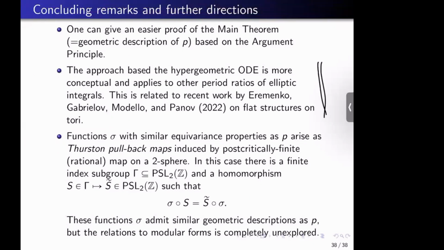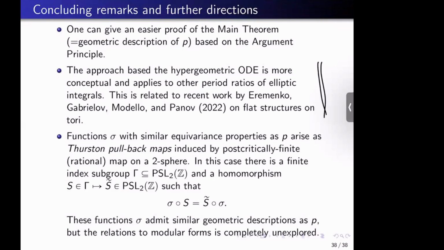I should mention that my talk was motivated by a question that Alex Eremenko asked me. He asked whether these differential equations, these ODEs, can also be computed for periods of some other elliptic integrals. In some sense, I observed that the simplest case of all this is this P function that we studied, right?